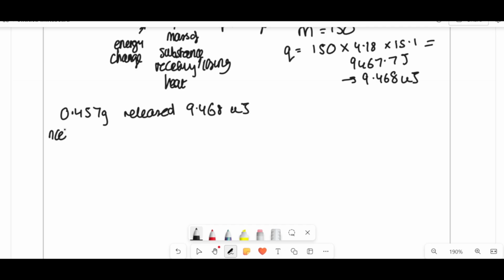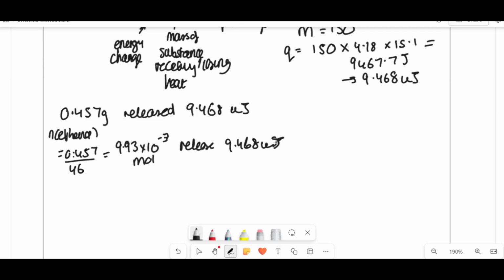Our moles of ethanol is just going to be 0.457 mass over its Mr, which is 46. So that's 9.93 times 10 to the minus 3 moles, which led to a release of 9.468 kilojoules. If I had double this, then obviously I would have double this, right? So therefore, 1 mole of this, you're dividing this by this, must release 9.468 kilojoules divided by the moles, 9.93 times 10 to the minus 3.